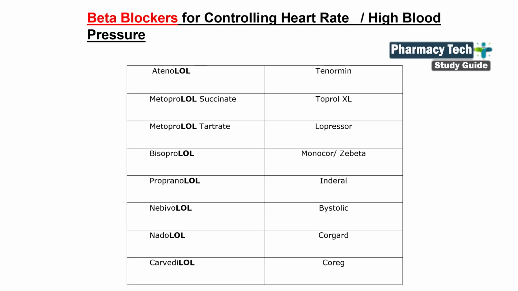I know this kind of sounds silly, but if you have a better way of remembering it, just go by that. This works for me, and if it works for you, great. Just keep in mind the name brands for the succinate and the tartrate form are different. The metoprolol succinate is Toprol XL, and the metoprolol tartrate is Lopressor. Other medications in this category would be bisoprolol, name brand Monocor, Zebeta, propranolol, name brand is Inderal, nebivolol, name brand Bystolic, nadolol, name brand is Corgard, carvedilol, name brand is Coreg.